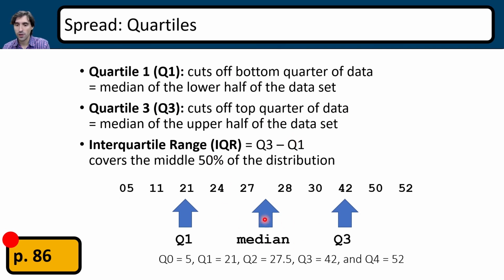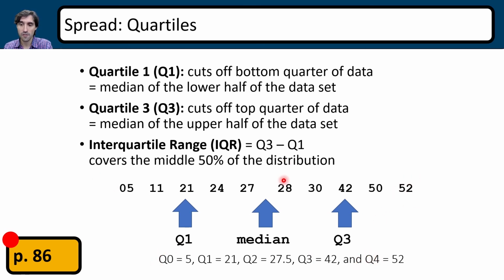In the book, we have Q0, Q1, 2, 3, 4, 5. Q0 is the lowest number, and Q5 is going to be the highest number, or Q4 is going to be the highest number in this one. Yeah, I'm sorry, I meant to say there's 5 of them, but it goes up to Q4. Okay, I see where I messed up there. So 52 is the highest, so that would go to Q4.